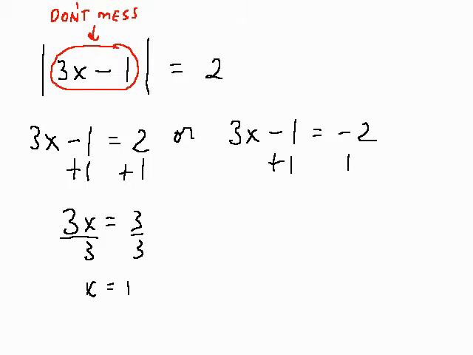To get the second one, still add 1 to both sides. 3x equals -2 plus 1, which is -1, divided by 3. And then the second answer would be x equals -1/3.